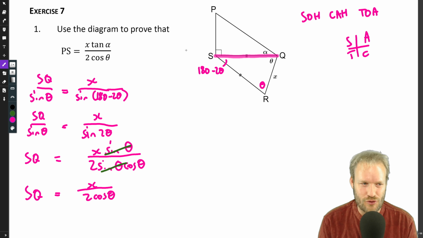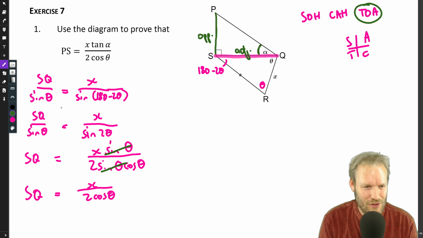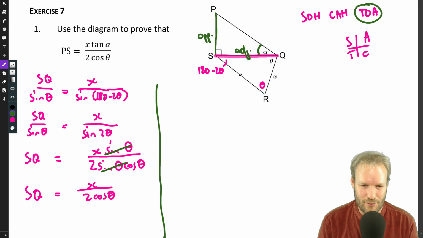Well, let's look in the top triangle. We're trying to work with PS. We've got alpha here as our angle. And we've got that side that's opposite alpha. And we've got this side here that is adjacent. So, well, look at that. There's our tan. So let's use that. I'm going to put that over here so we can see everything in ones and go tan of alpha is just opposite. Well, opposite is PS over adjacent QS.